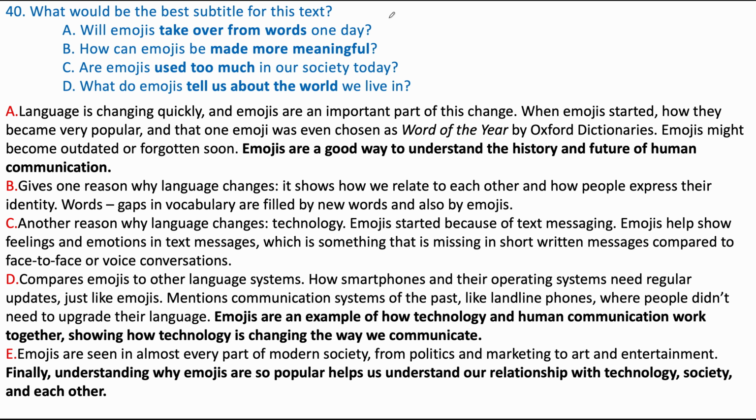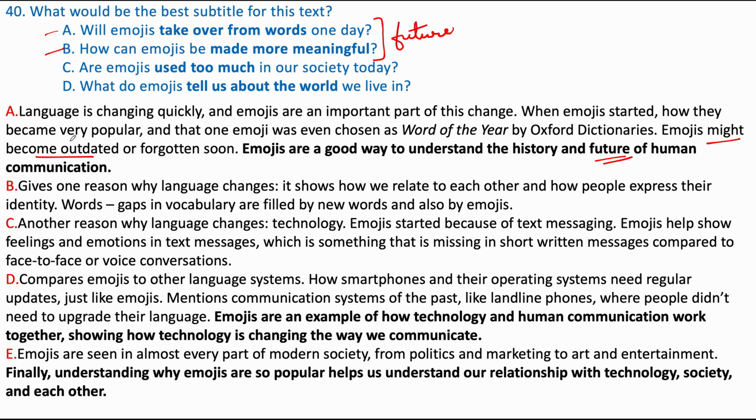Option A and B talk about what might happen in the future. The future is mentioned in section A, where it says that emojis can help us understand both the history and future of communication. It also mentions that in future, emojis may eventually be forgotten. But this is not mentioned in either of the options that we have regarding the future.